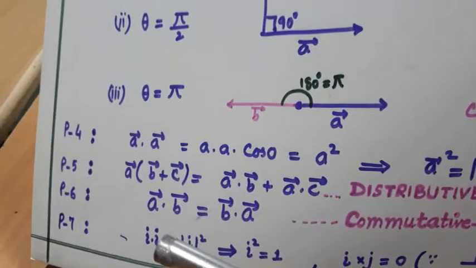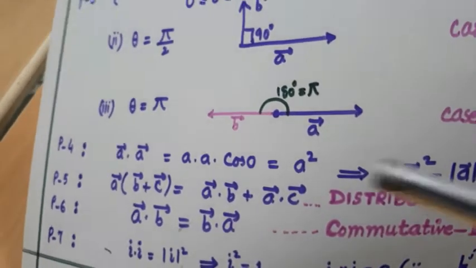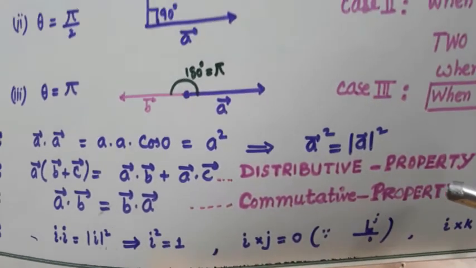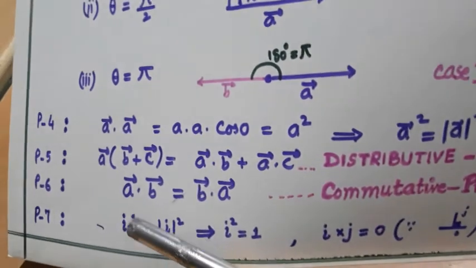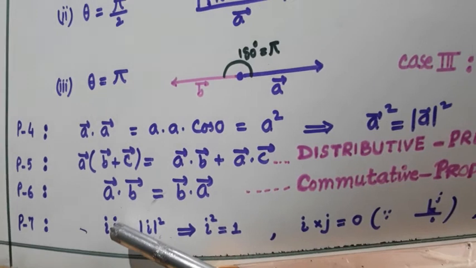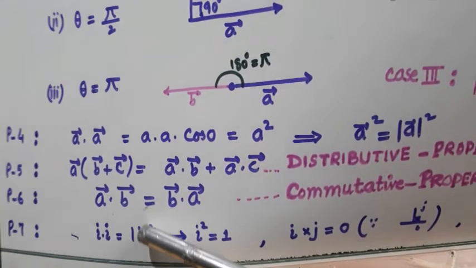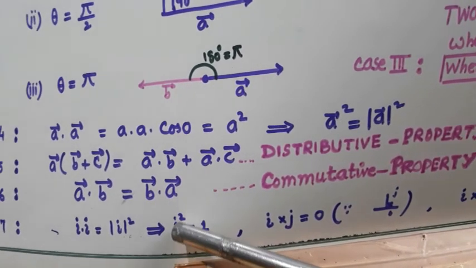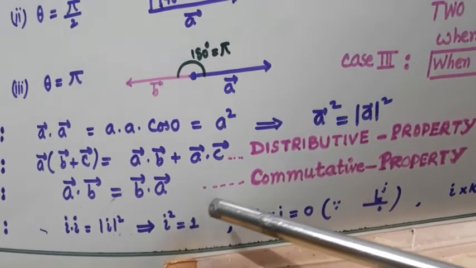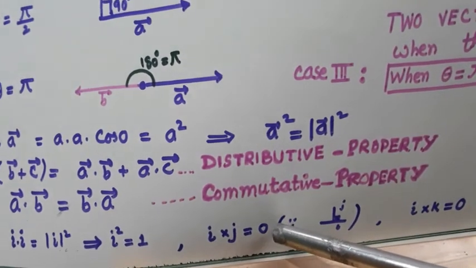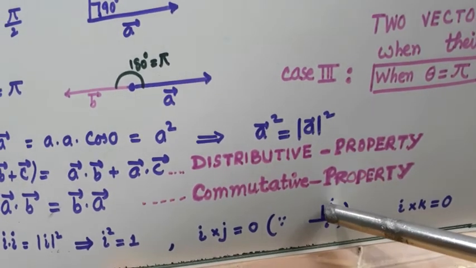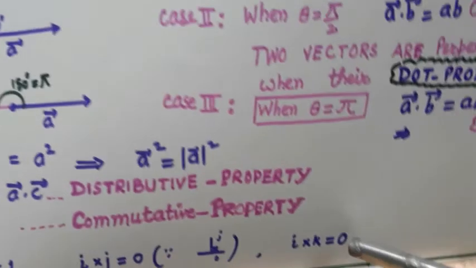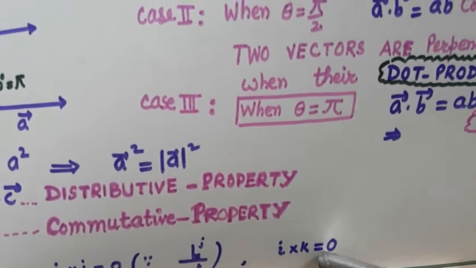Now let us go to the next, commutative property. A dot B is equal to B dot A. This property is known as commutative property. So I cap dot I cap is equal to modulus of I square, and modulus of I square is 1. So I square is also 1. So I dot j is 0 because I and j are perpendicular. I and k are again perpendicular, so this product is 0.